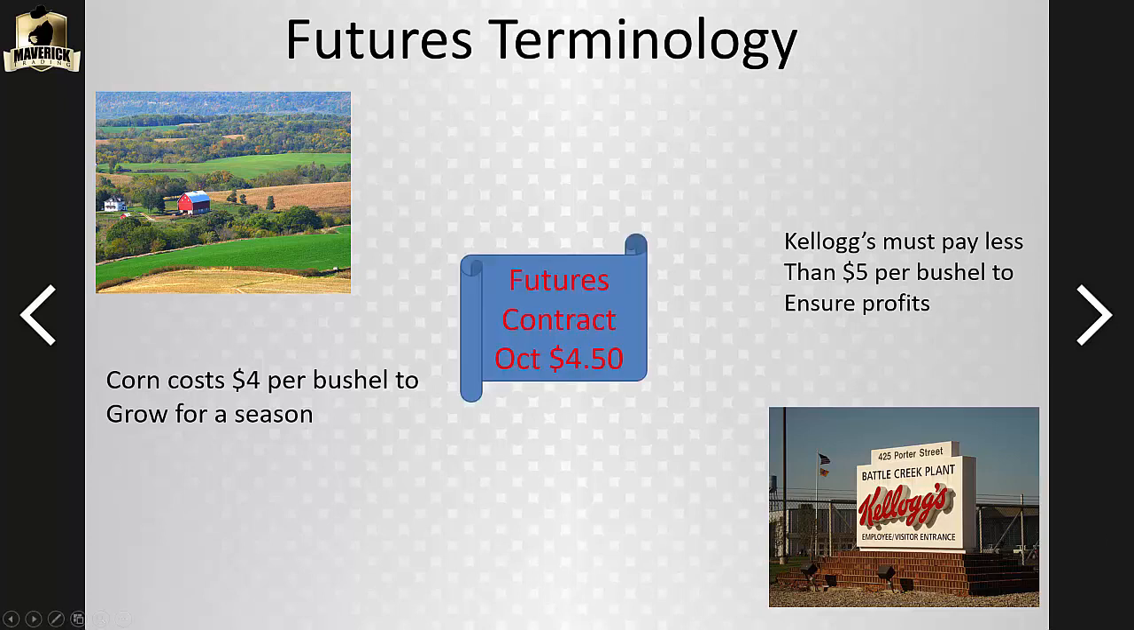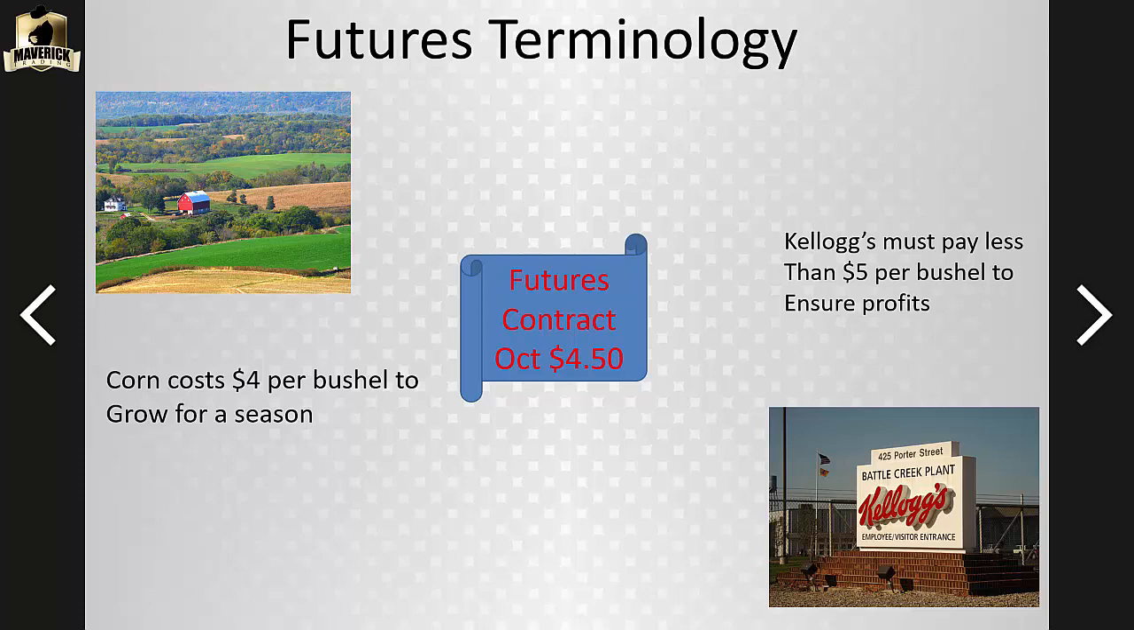So these two parties enter into a futures contract. All right, so this is a futures contract. They agreed that they're going to enter a futures contract for the price of $4.50, where the corn is delivered in October. All right, so that's how it works. This is a contract. So you can see that it works out well for the farmer. The farmer is now locked in a profit for the year. It works out great for Kellogg's. They've locked in a price.